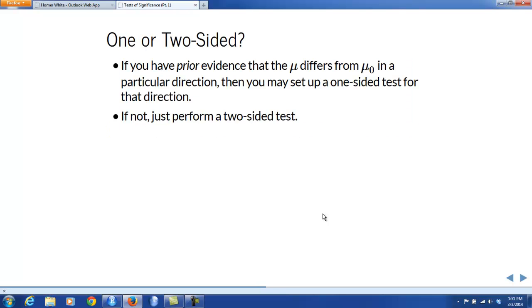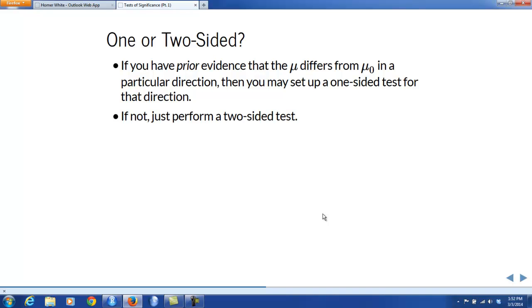You're probably wondering, when should we do a one-sided test, and when should we do a two-sided test? Let me offer this rule of thumb. If you have some prior evidence that mu differs from mu naught in a particular direction, really solid evidence based on data maybe, rather than just an impression you might have or a bias that you might have. If you've got that kind of prior evidence, then you can set up a one-sided test for that direction. If not, then just perform a two-sided test.